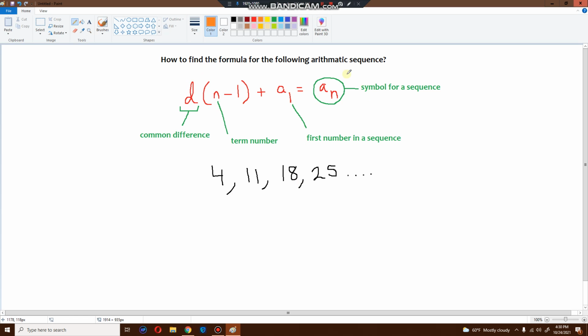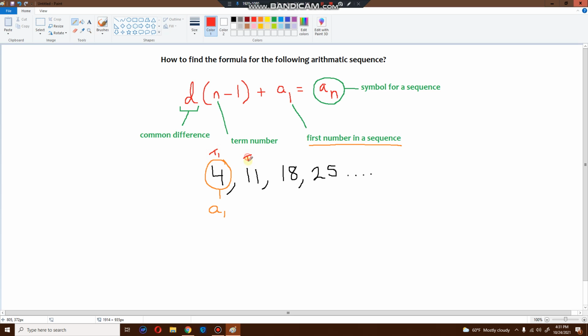Let's start with these same symbols we have over here. This number 4, this is the first number in our sequence, and therefore the number 4 will be substituted for A1. You see that? A1 simply represents the first number in any sequence, and if that's the first number, then that's what A1 is equal to. Alright? The letter N is the term number. That means each one of these numbers that you see here, this 4, this is term number 1.